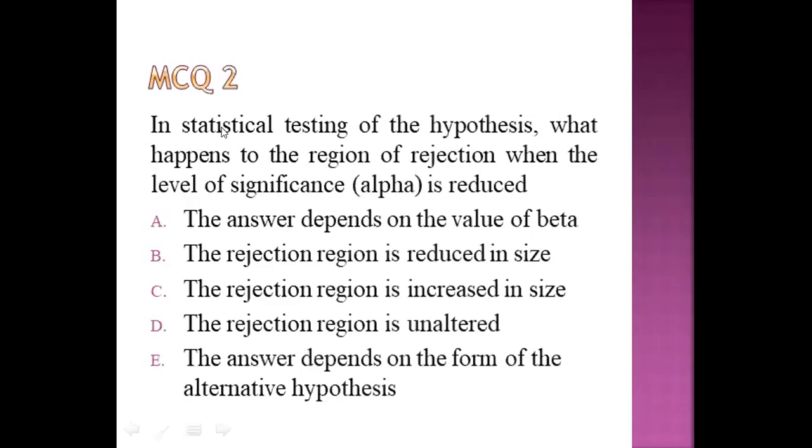MCQ 2. In statistical testing of hypothesis, what happens to the region of rejection when the level of significance alpha is reduced? The answer depends on the value of beta; the rejection region is reduced in size; the rejection region is increased in size; the rejection region is unaltered; the answer depends on the form of the alternative hypothesis. B. Yes, the correct answer is B. When the level of alpha or level of significance is reduced, the rejection region is also reduced in size.